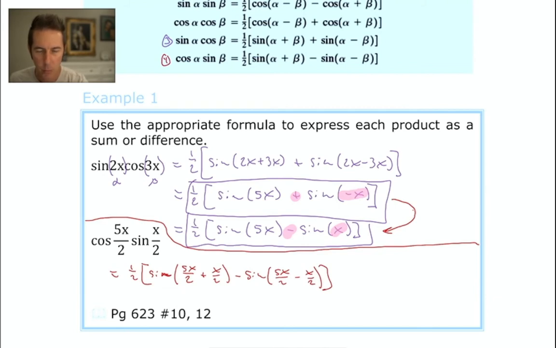And then I'm going to keep working my way from left to right because I'm a little short on space. Let's go over here and write 1/2 square bracket sine. And now I'm going to add and simplify. This is 6x over 2, which reduces to 3x. There's my minus sign, and then sine of 5x over 2 minus x over 2 is 4x over 2, which simplifies to 2x.